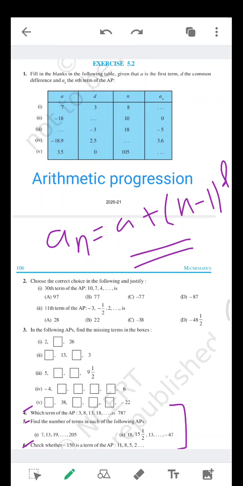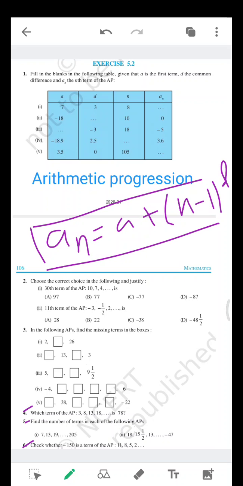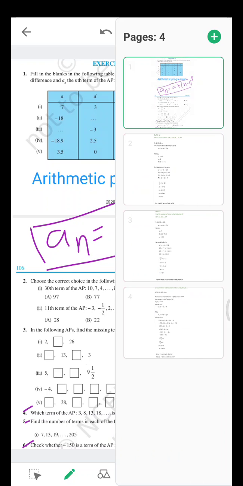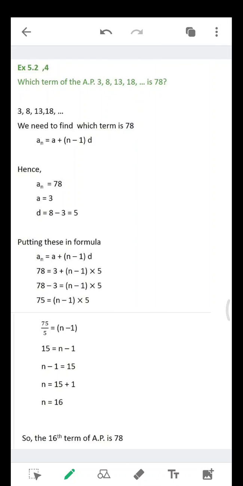Then in the fifth question he is asking to find the number of terms, and in the sixth question he is asking to check whether −150 is a term of this AP or not. So all these three questions will be solved in the same way. The method of solving is the same, only the way of asking the question is different. So we are going to apply this single formula for solving all three questions. Let's begin with the fourth question.